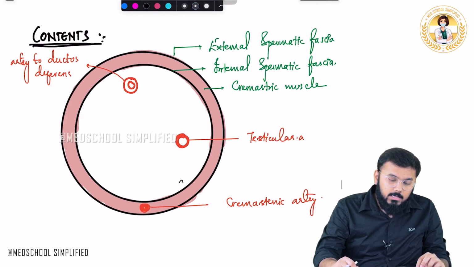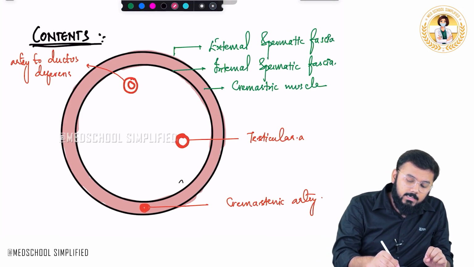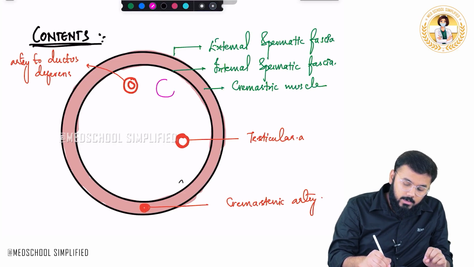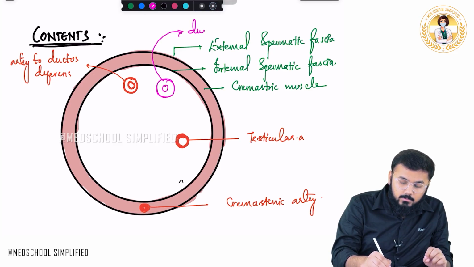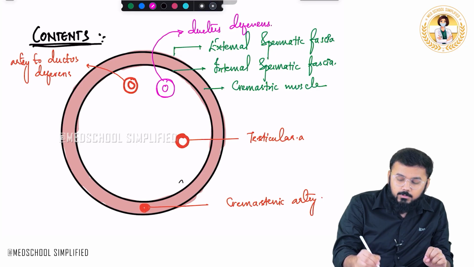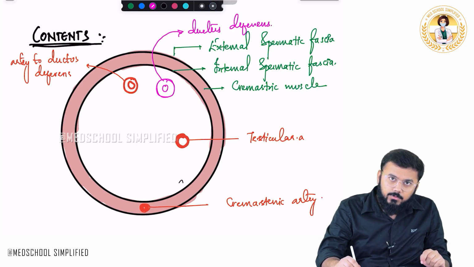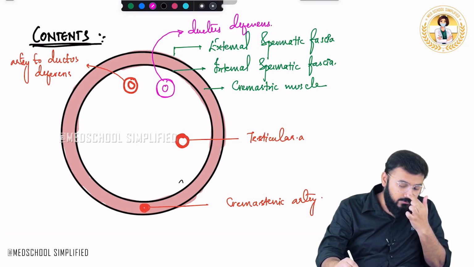Now after this, the next important thing is where is the ductus deferens here? So this particular structure over here which you can see is called the ductus deferens.